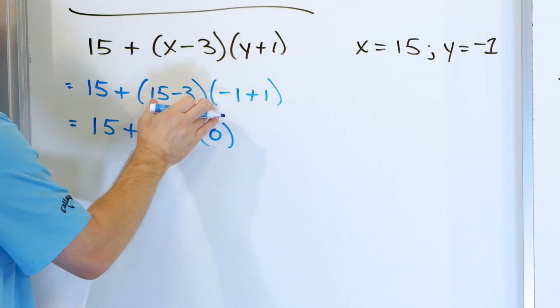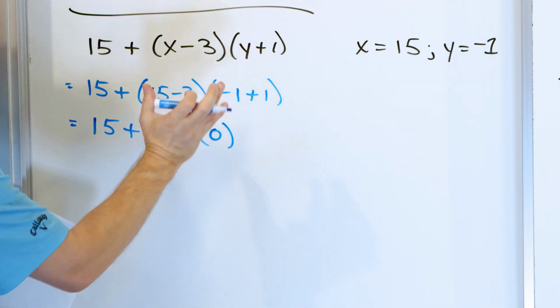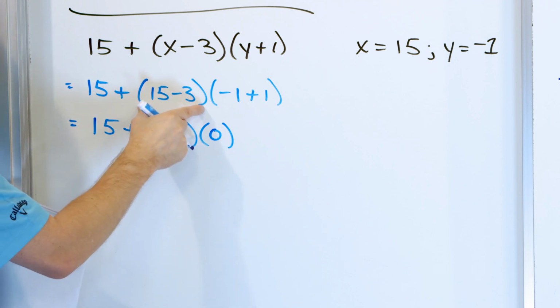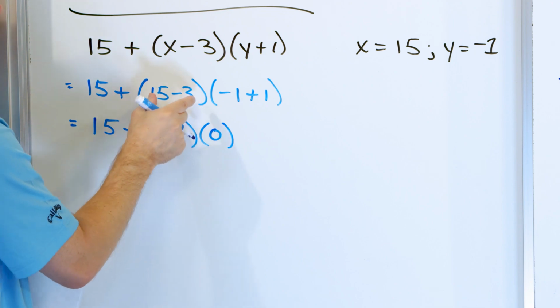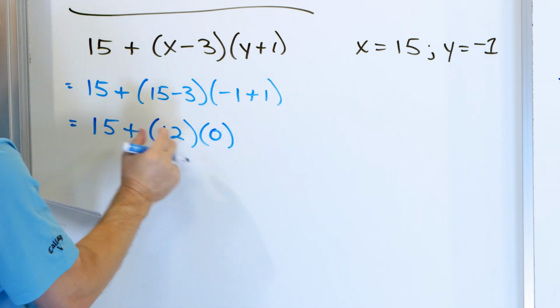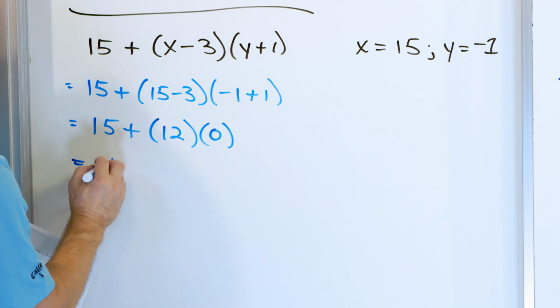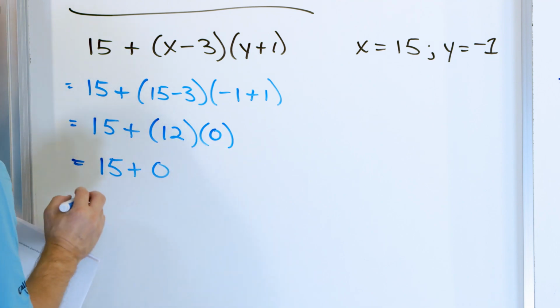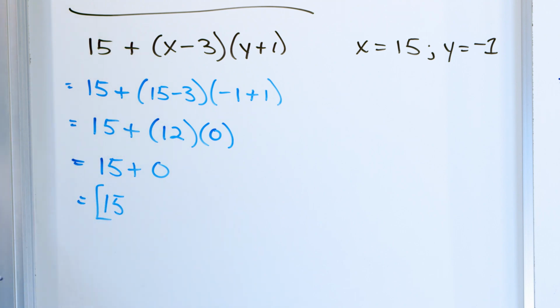So again, I can do them in parallel because I'm doing what's inside of both sets of parentheses at the same time. In this case, the only thing in here is a subtraction and an addition, so I do them in parallel. Now I must do this multiplication before addition. What is 12 times 0? It's just 0. And so the answer you get to this whole thing is just 15.